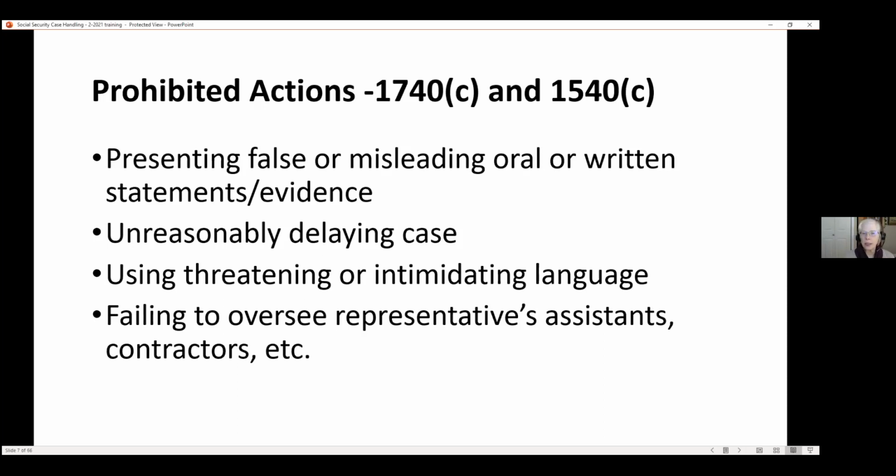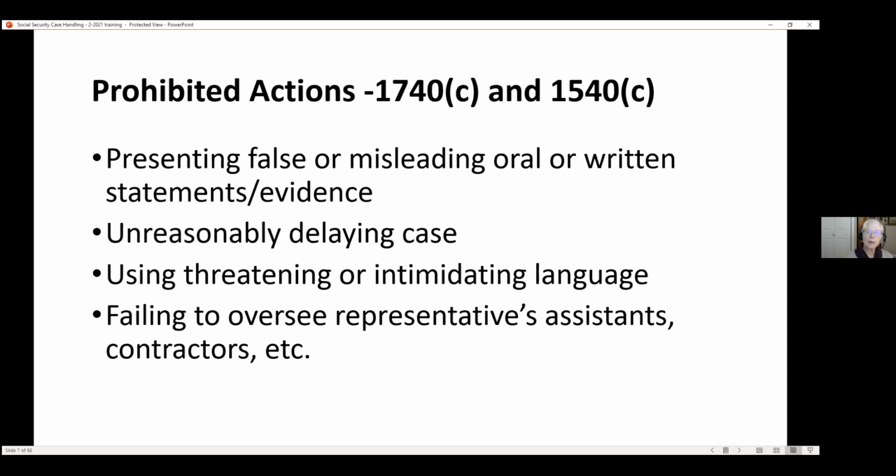You can't unreasonably delay the case. This comes up in continuing disability reviews. You can get disability benefits, and then Social Security can decide they're going to review your case to see if you're still disabled. They're called CDRs, continuing disability reviews. You may get a hearing in a continuing disability review, and the client may be getting ongoing benefits because they've requested them within the short time period allowed.